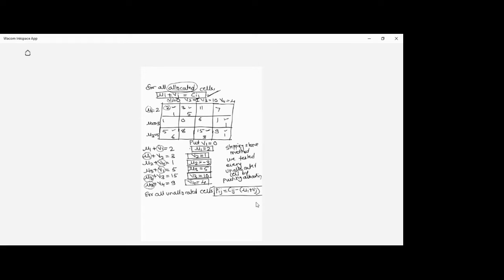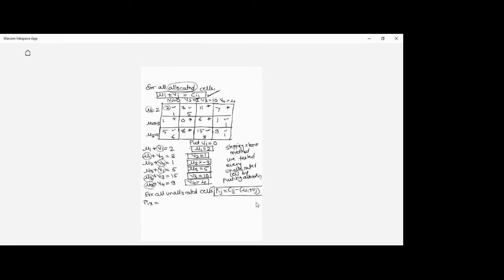So which are all unallocated cells? This is an unallocated cell, this is an unallocated cell, this is an unallocated cell, and lastly we have this as an unallocated cell. All the star marked cells are the unallocated cells. Now the first unallocated cell that we have is P13, right? So it is cell 13, so I'll be writing the P13 value.